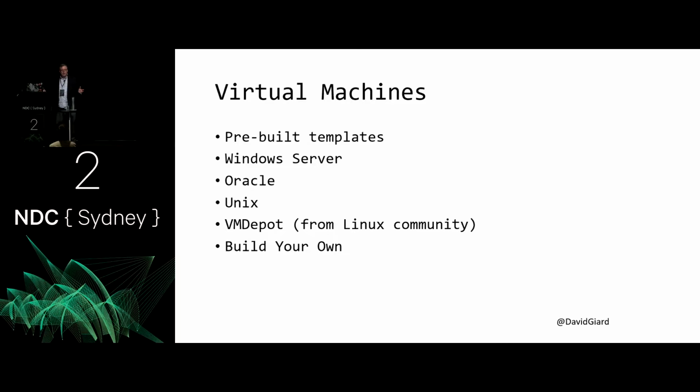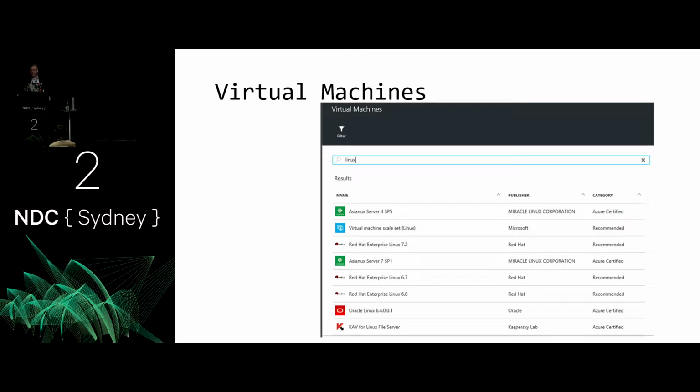That's not surprising at all, but what you might be surprised to learn is that there are various distributions of Linux that are available. So if you want to create an OpenSUSE server or a Red Hat server or an Ubuntu server, there are distributions of Linux pre-built for you to quickly deploy these virtual machines to Azure. And if they're not there, you can, of course, install your own. It's your machine. You can install whatever you want on there.